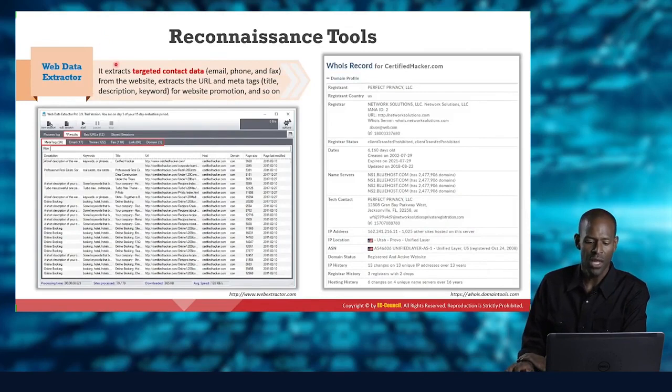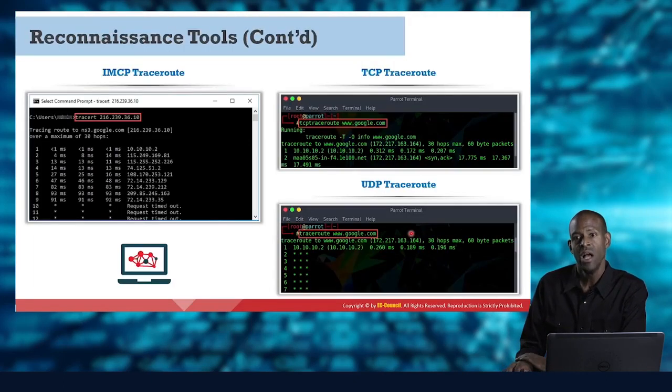Other tools of the trade, this is Web Data Extractor. What it does is help you extract a bunch of metadata from web records, including email and phone and fax, from the website, keywords, and so on. You can also get whois information of your target, grab IP address information, DNS information, and contact information. There are other tools that are very nice to use.